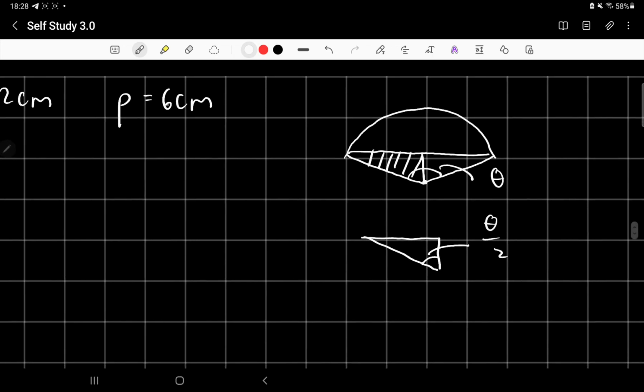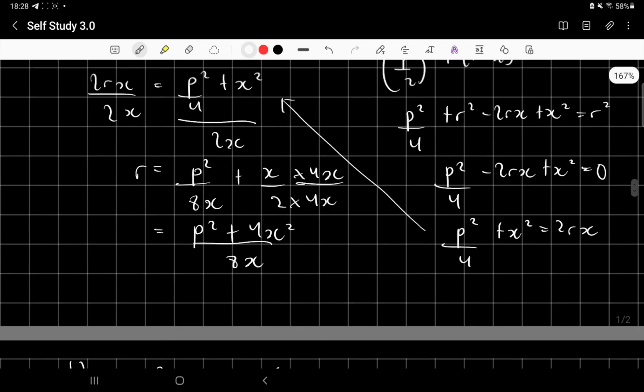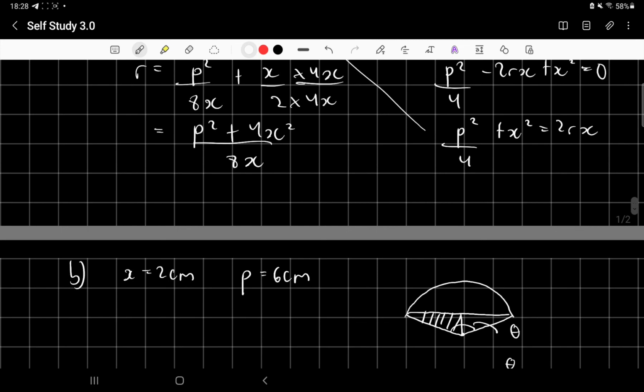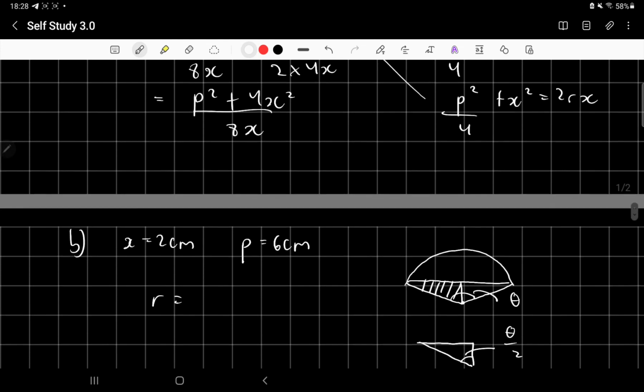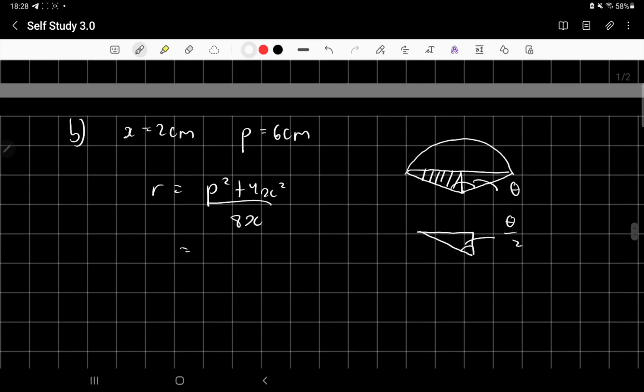And we know our hypotenuse is the radius, and the radius should be... we haven't found the radius yet, so let's find the radius first. So r is equal to p squared plus 4x squared over 8x. So let's substitute the values given. 6 squared should be 36 plus 4 times 4, 16, over 16. And that should be 52 over 16. 52 over 16 centimeters. All right.